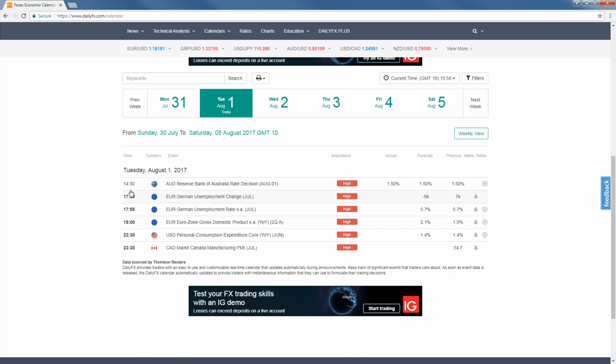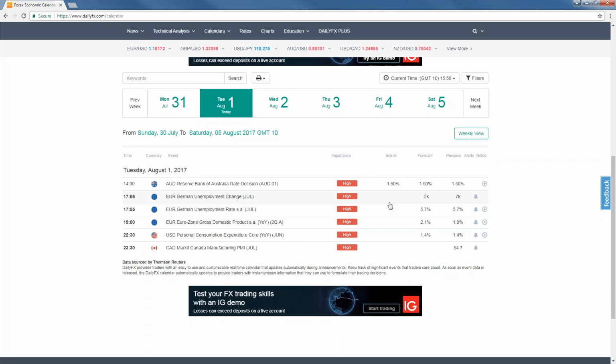The one that happened today at 2:30 was the AUD Reserve Bank of Australia rate decision. As expected, the RBA left rates on hold at 1.5%. There was really no pressure on them to actually raise rates. The RBA boss came out last week saying that there was a more gradual implementation of rate increases, and there wasn't any great need to increase rates currently. So the market was a little bit lackluster in its approach to that.